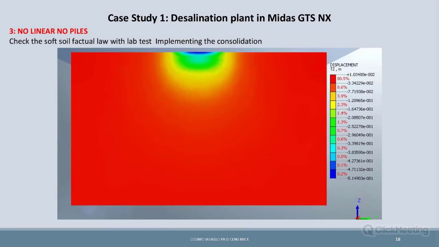Then we have the case study 1. This is nonlinear with no piles. So this is also to check the soft soil law with the laboratory test, implementing the consolidation. As you can see, if I'm implementing the consolidation, at the end of the day I have a value of almost half a meter. So with this value of half a meter, I can't do only baseline, no?